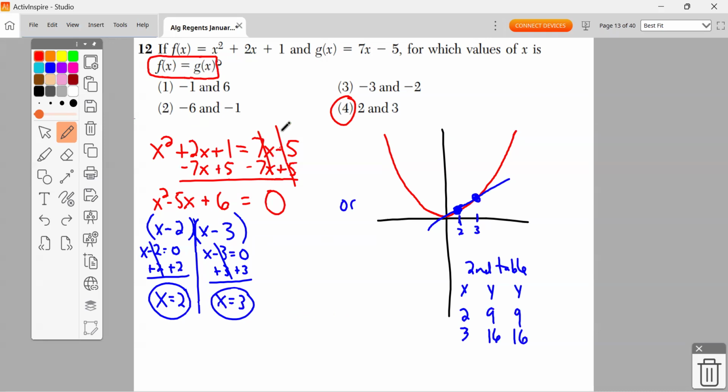The other way to do it would be to graph each of those equations. When you do that, you get a parabola and a line. Where do they cross? They cross right here and here at x values of 2 and 3. If you have those equations typed into your y equals, you could also hit second and table, and you would see that in the table, the y values are the same at x equals 2 and at x equals 3.